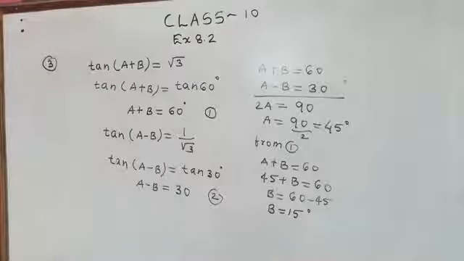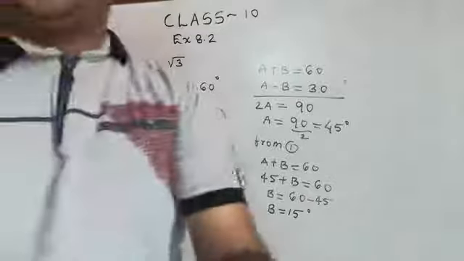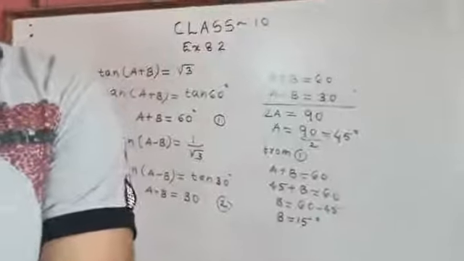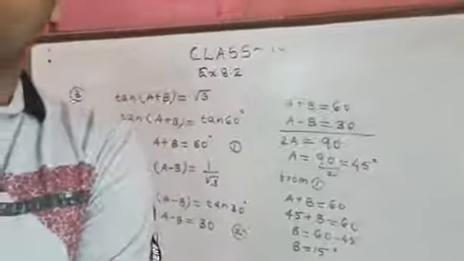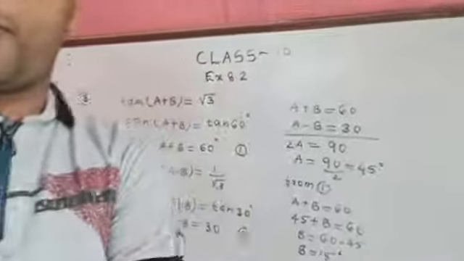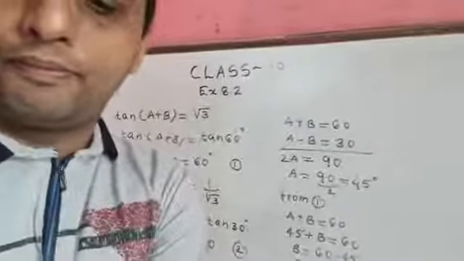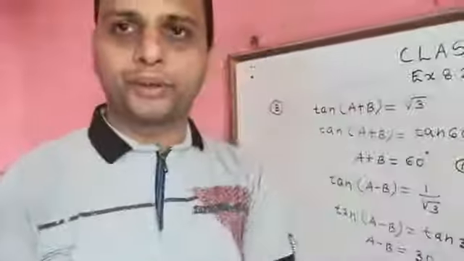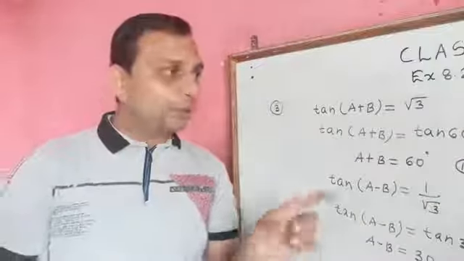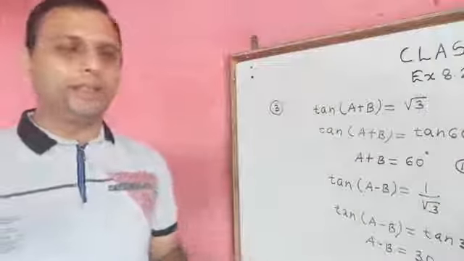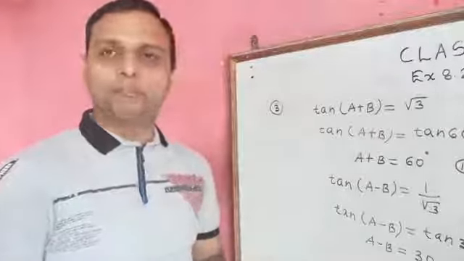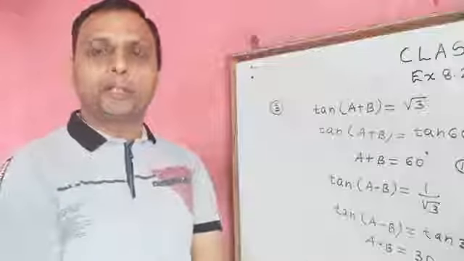So along with this question, we completed the exercise, because after question number 3, true and false questions are there. This completed the chapter. You can read and understand the true and false questions, complete the solutions in your copy, and practice these questions.